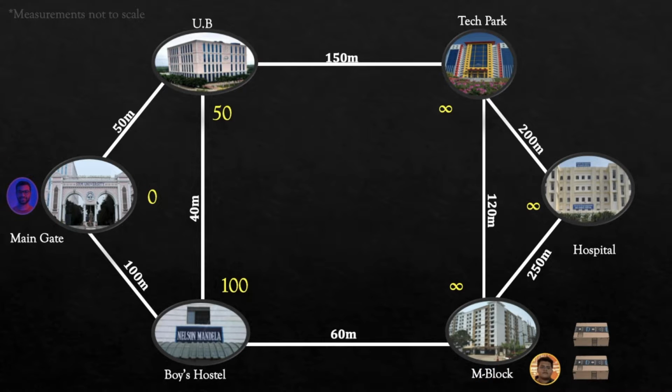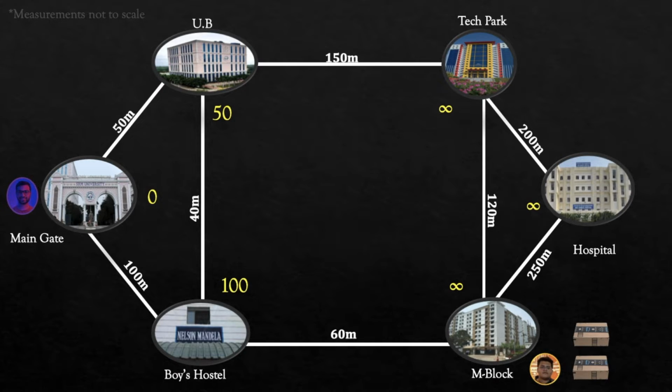Then we have to label the distances which are directly connected to the source vertex, which are the university building and the boys' hostel. Hence, the university building will be 50 meters from the source vertex and the boys' hostel will be 100 meters away. Other places will be marked as infinity since no direct path is there from the main gate.